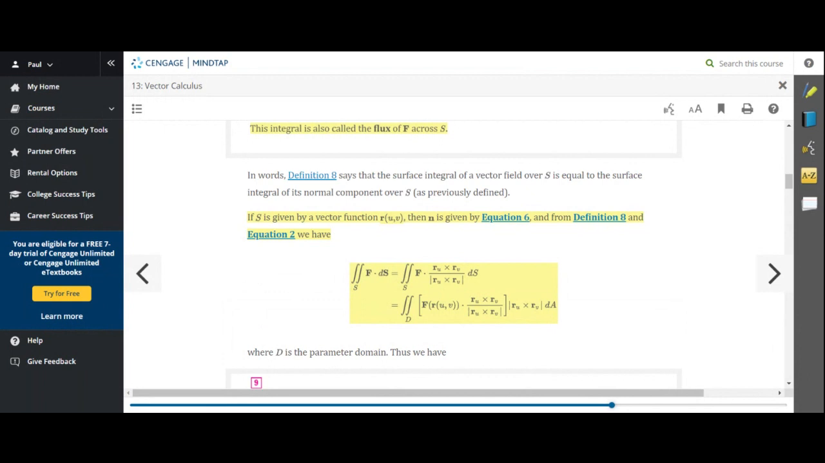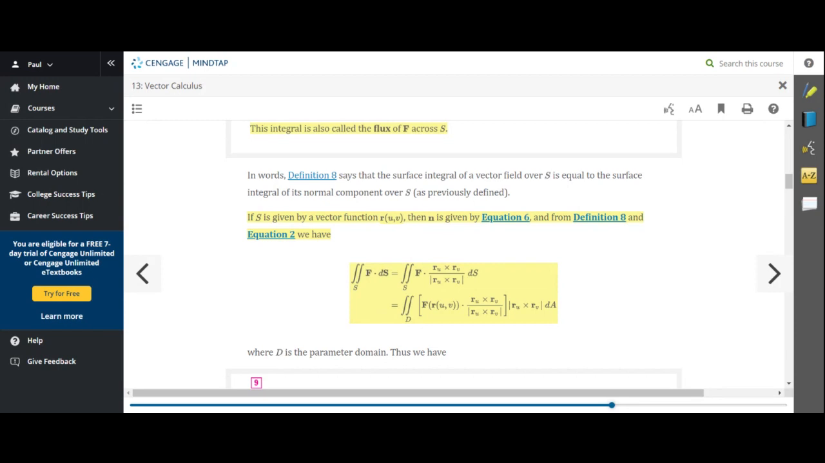But if you wanted to find an expression for the normal vector, what do they have here? They have the cross product of these two derivative vectors divided by the length of the cross product. That will get you a unit vector for sure. So what they're doing is getting in the parameterization now with respect to variables u and v.